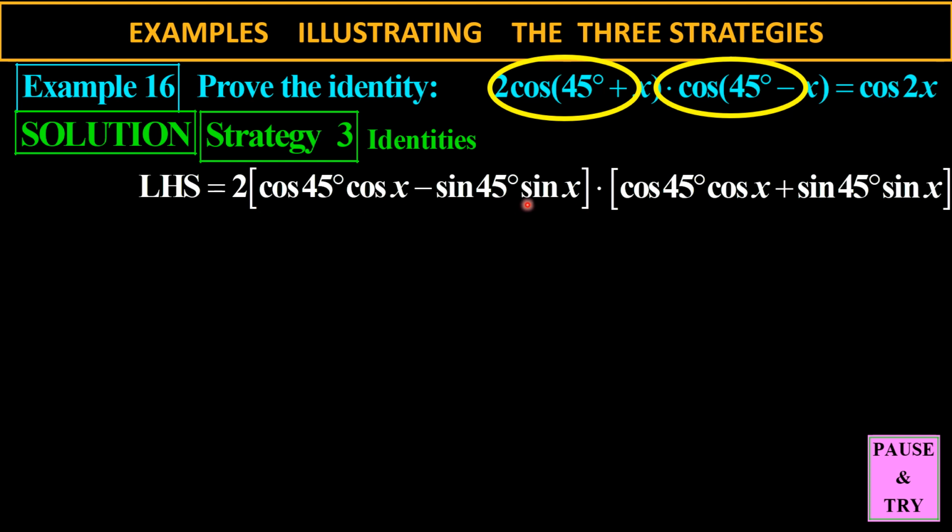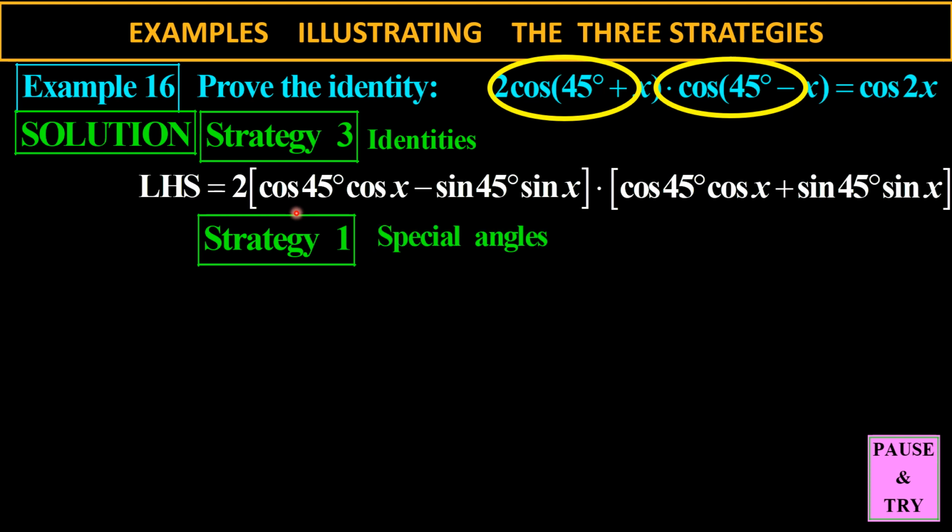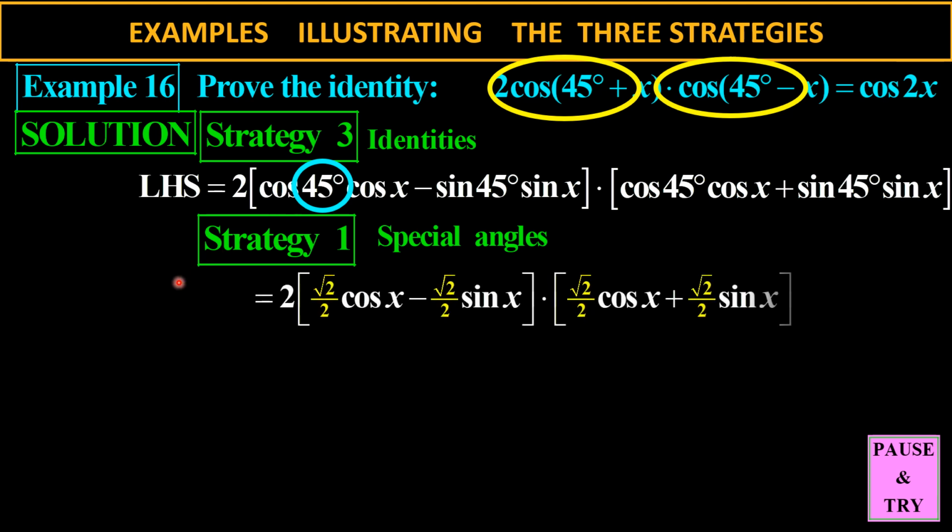What do you notice here immediately? That's correct, there's a special angle. I can simplify because I see the special angles in there. Cos of 45, that you can easily get, is root 2 over 2. Sine of 45 is root 2 over 2. Cos of 45 is root 2 over 2. Sine of 45 is root 2 over 2. So you see the root 2 over 2 appears quite often.